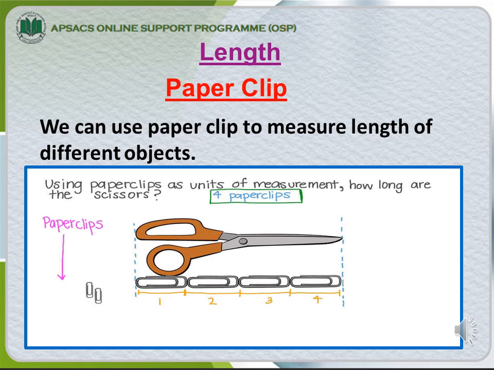Now place them: 1, 2, 3, 4. There are 4 paper clips. 4 paper clips are placed with no gap and they cover the whole length of the scissors. It means the scissors are 4 paper clips long, or 4 units long.